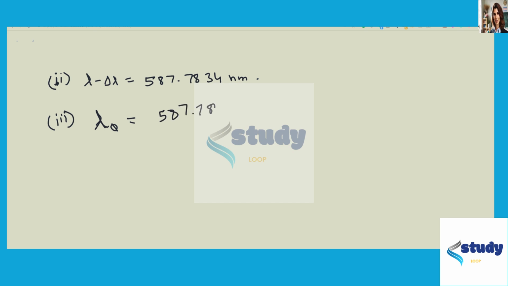Now similarly, for part 2 of part C, the wavelength we can resolve below the wavelength is lambda minus delta lambda, which turns out to be 587.7834 nanometers. Hence, the range of wavelengths that cannot be resolved is 587.7834 nanometers to 587.8170 nanometers. This is the range of wavelengths that we can't resolve using our diffraction grating.